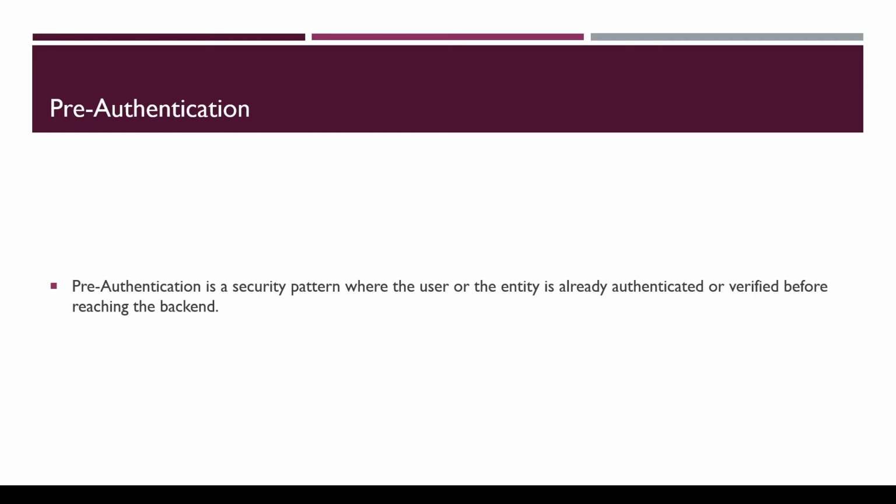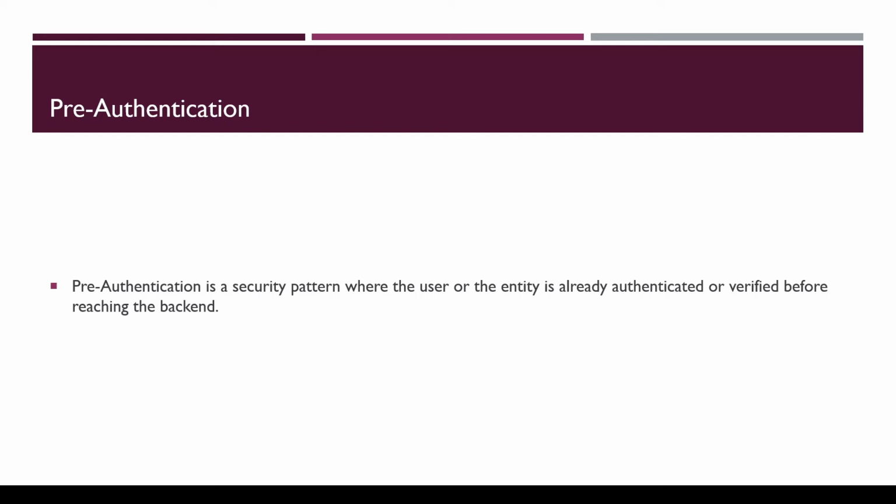So let's start by understanding what is pre-authentication. Pre-authentication is a security pattern where the user or the entity which is being authenticated is already authenticated or verified before the request reaches the backend application or API. Now, this sort of activity usually happens upstream. This is an upstream job.